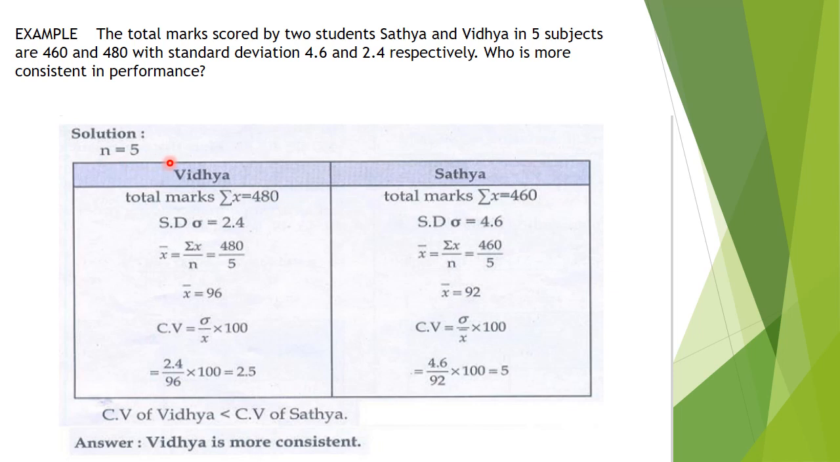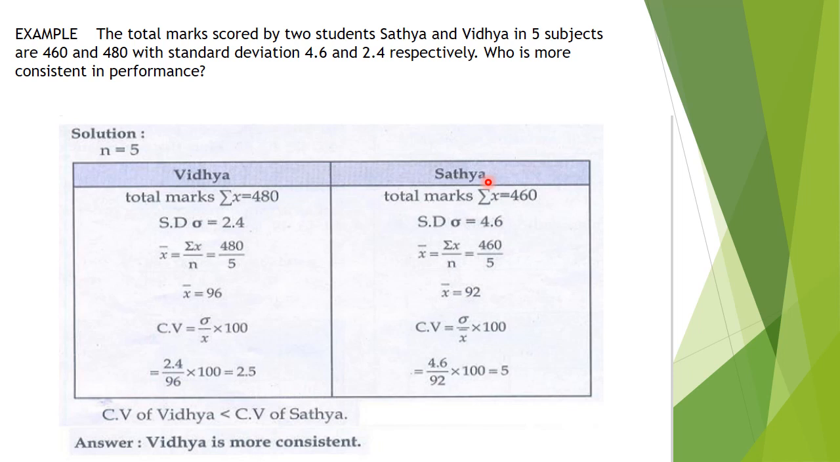Next step is CV, that is coefficient of variation, which is equal to standard deviation upon mean into 100. That is 2.4 upon 96 into 100, which is equal to 2.5. Now we will find the coefficient of variation of Satya.